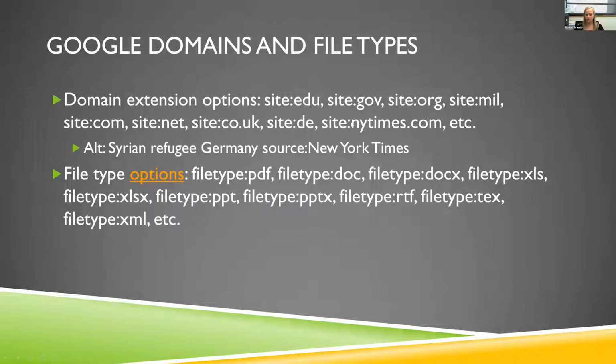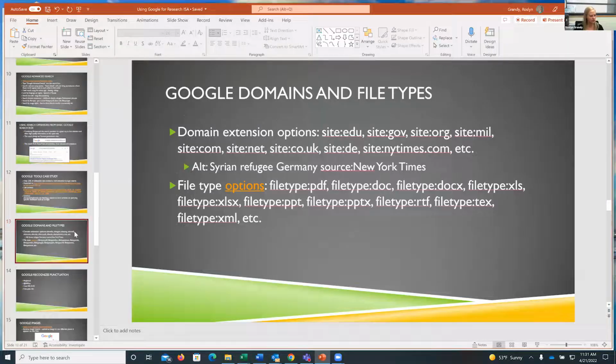You can search a specific site. So NY Times. An alternate that you could do is Syrian refugee, Germany, source, NY Times, New York Times. You do want to spell it out there. And then here are some file type options. So doc, docx, XLS. These would be the newer ones again, with XML if your research takes you into that.